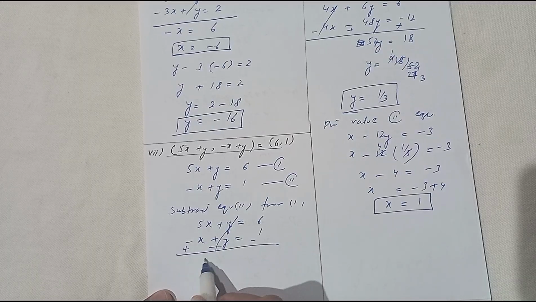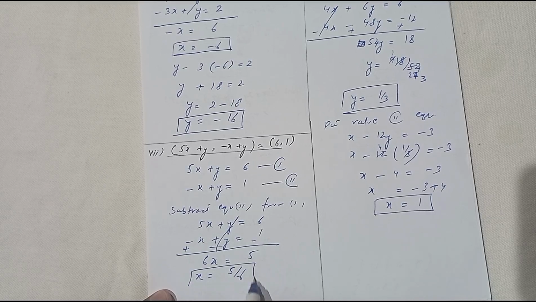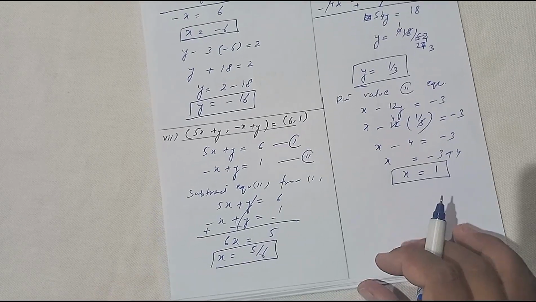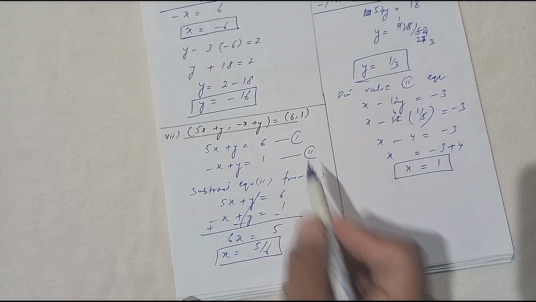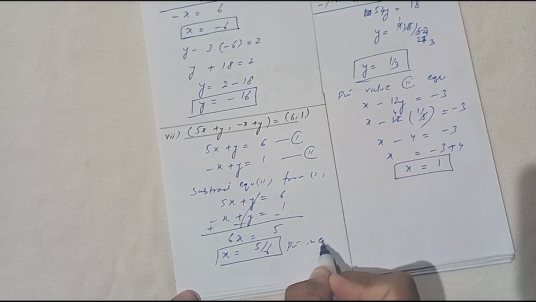5 plus 1 equals 6x, 6 minus 1 equals 5. The value of x is equal to 5 by 6. Now put the value in any of the equations to get the value of y. I put it in equation number 2.